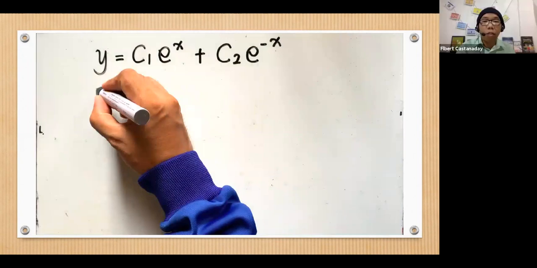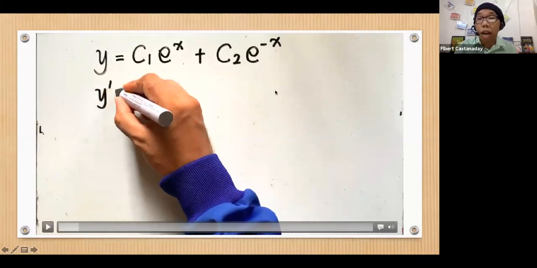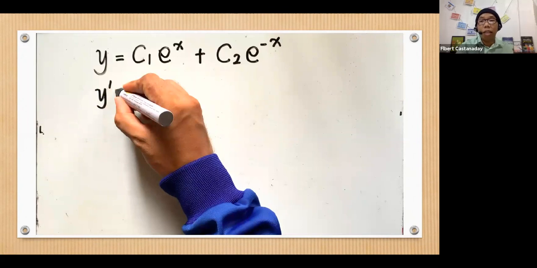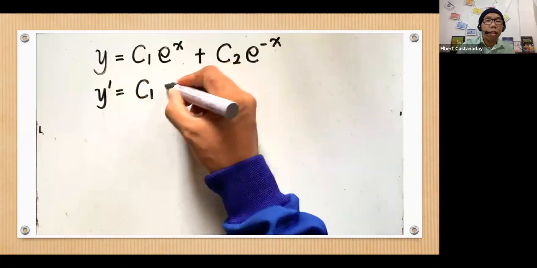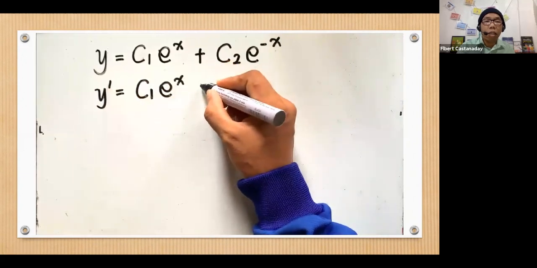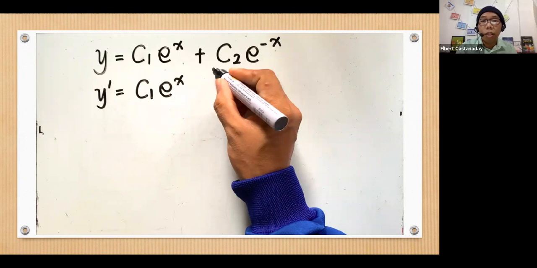So y is equal to c sub 1 e raised to x plus c sub 2 e raised to negative x. Okay, so there are two arbitrary constants. Take note, so we will differentiate this 2 times. So y prime is equal to, just copy the exponential function, guys. You should recall how to differentiate an exponential function: e raised to u times the derivative of u. Ganun lang yun.